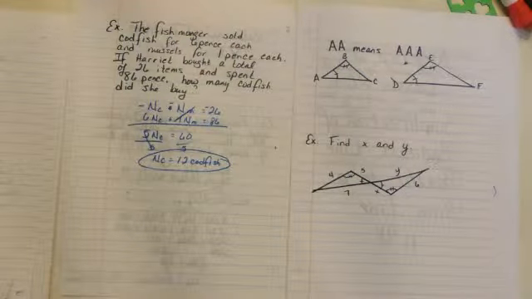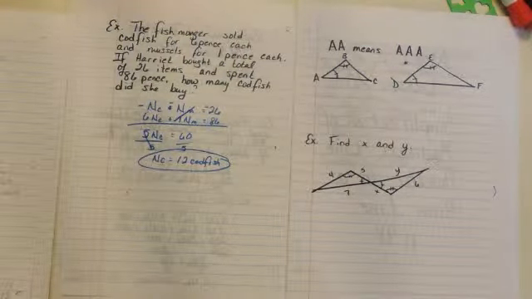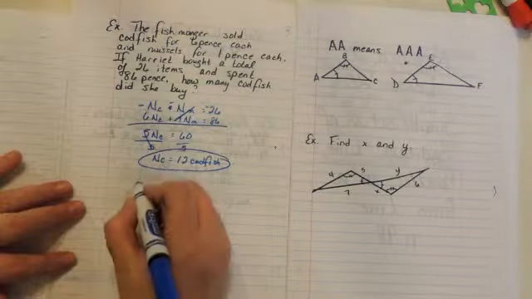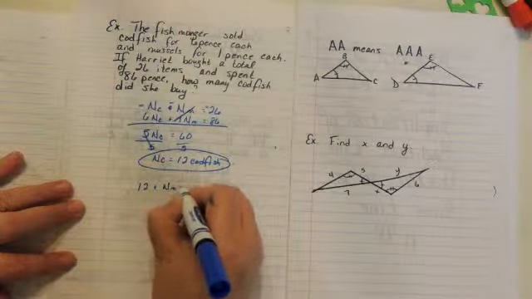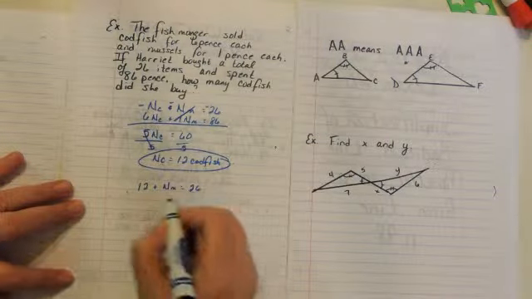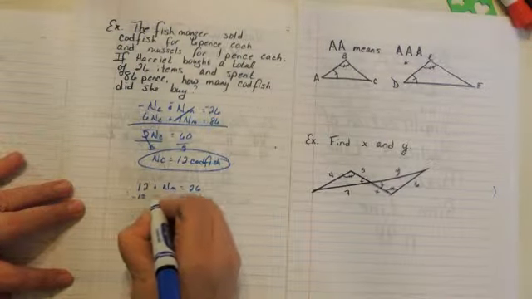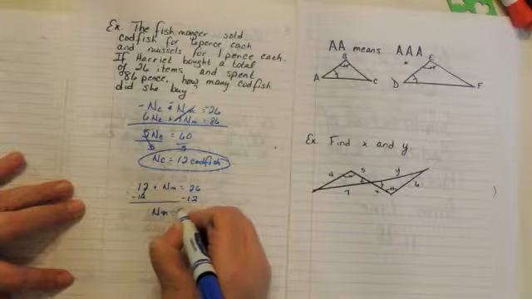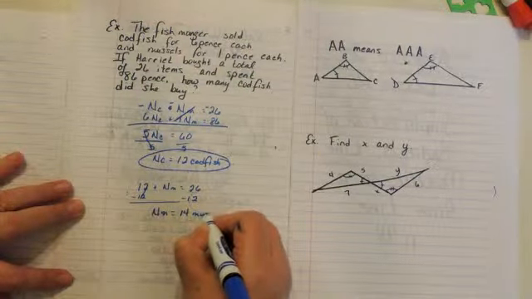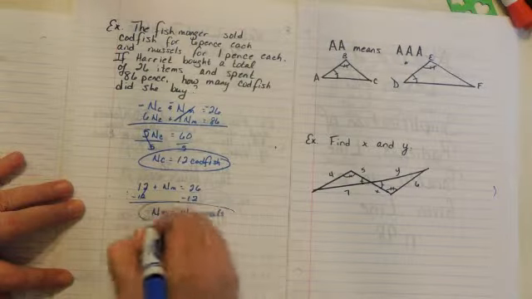If we wanted to know the number of mussels, we could put it back into here and say the number of codfish plus the number of mussels equals 26, so subtract 12 from both sides. And the number of mussels equals 14. Okay?